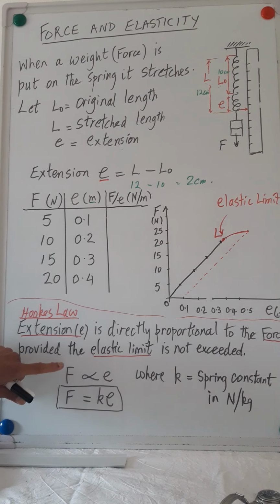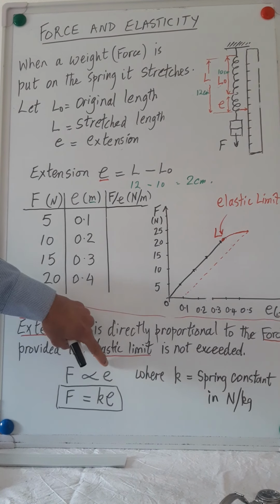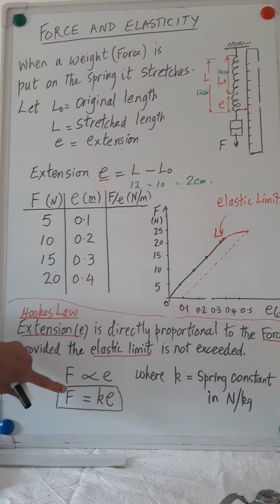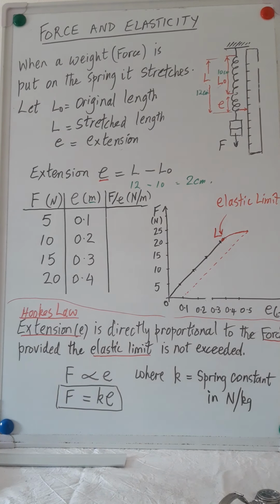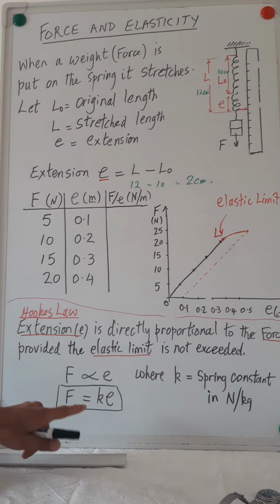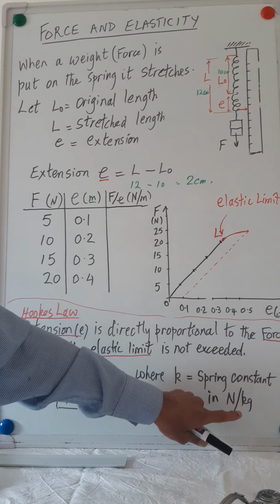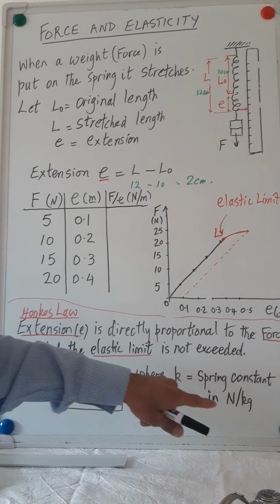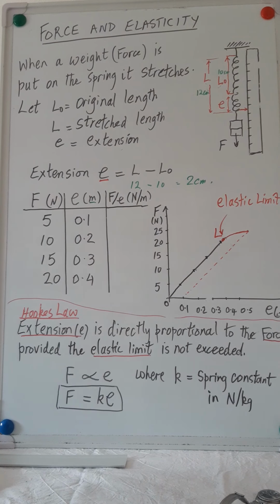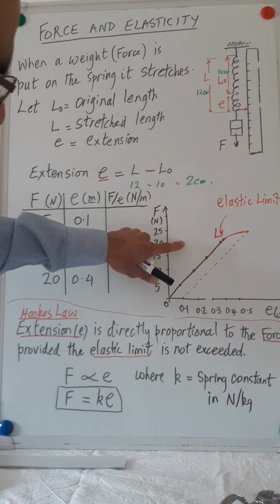Now, we can say force F is directly proportional to the extension E. To change a proportionality into an equation, we have to put a constant of proportionality, K, which we call the spring constant, and it has a unit of newtons per meter. And we can find this spring constant by finding the gradient of this graph.